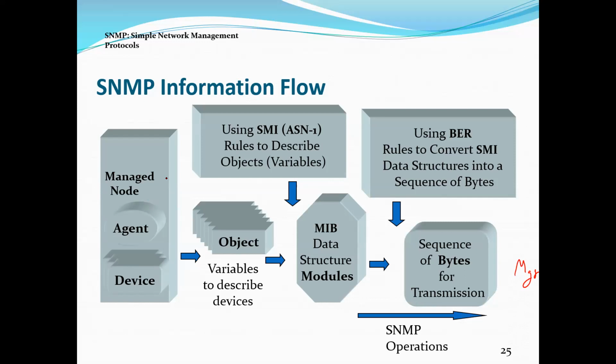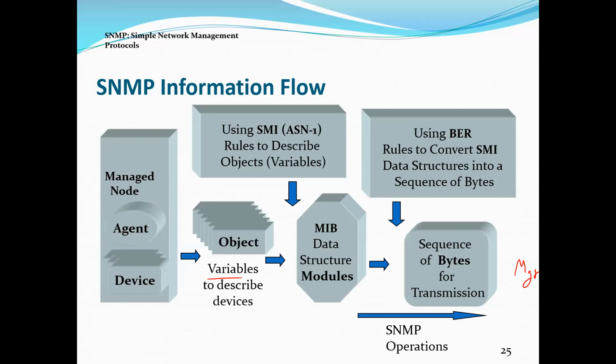You get a managed node, a printer, let's say, with an agent process running on it. It's got the device, like the network interfaces. So that's a printer. And then there's an object. The object is basically the variable that describes the device.